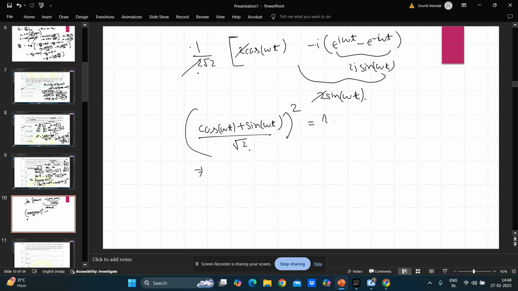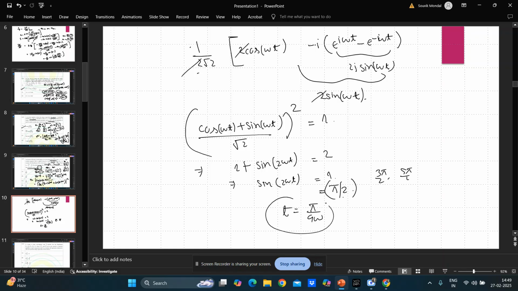Now this numerator will be 1 plus sin 2 omega t, because cos square plus sin square is equal to 1 and 2 sin cos is equal to sin 2. So it will be 1 plus sin 2 omega t equal to 2. So sin 2 omega t is equal to 1. So 2 omega t is simply pi by 2 for the minimum time. It can take values 3 pi by 2, 5 pi by 2, this kind of values also, but you have to look at the minimum possibility. So this is the minimum possible value of sin theta equal to 1, theta equal to pi by 2. So t is equal to pi by 4 omega. Okay. So this will be the correct option.